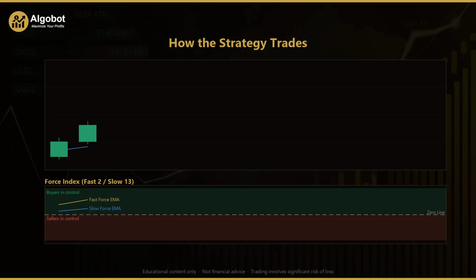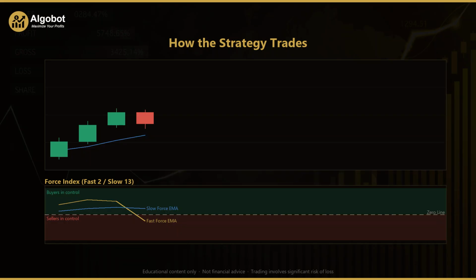Let's bring this to life on a chart. On the price panel, you can see the candles along with the blue trend moving average. Below the price, in the subpanel, is the force index, with the gold line showing the fast force average and the blue line showing the slow force average, both measured against a central 0 line. The green area above 0 represents buyers in control, and the red area below 0 represents sellers in control.